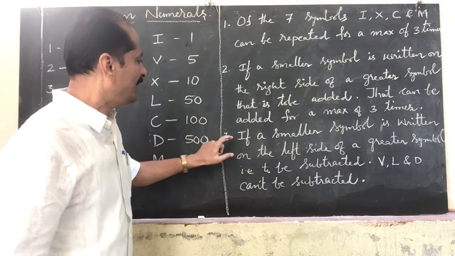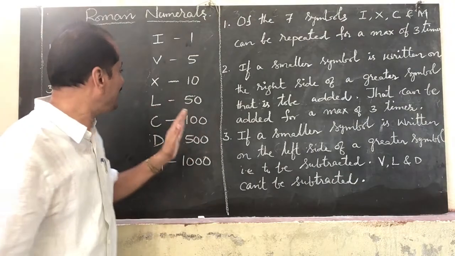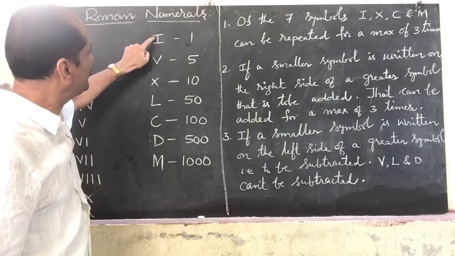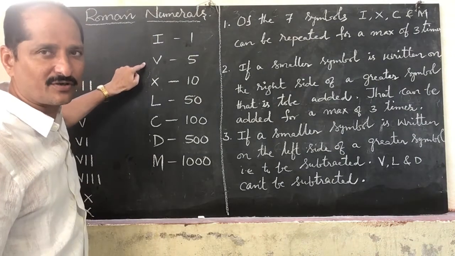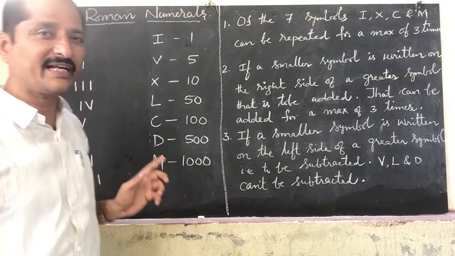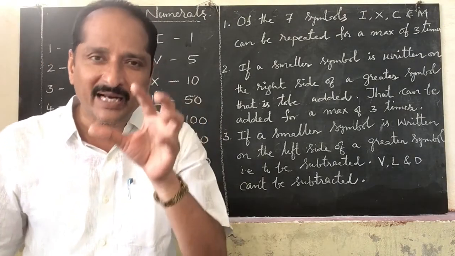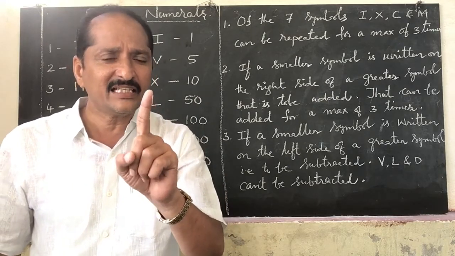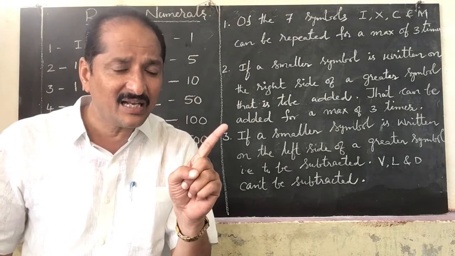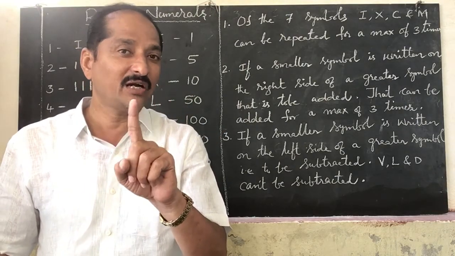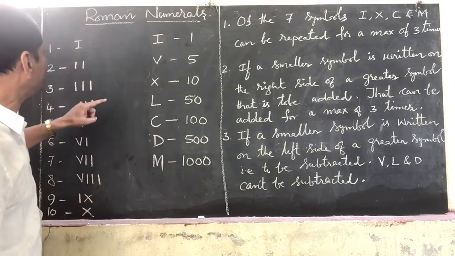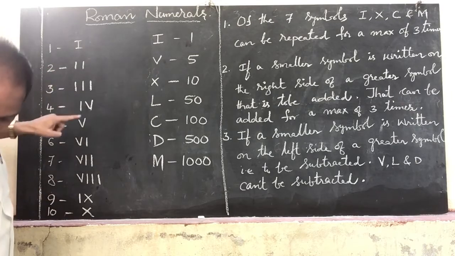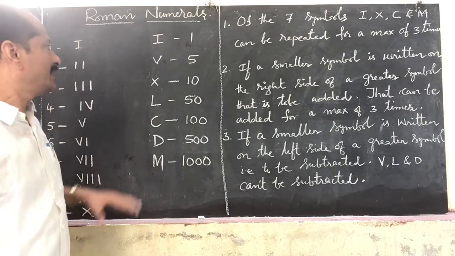And the other one is, if a smaller symbol is written on the left side of a greater symbol, then if you are writing I on the left side of V, it becomes 4. So if you are writing on the left side of a greater symbol, that is to be subtracted. Subtraction can be done only once. That means if you are writing a smaller symbol to the left side of a greater symbol, only one time we have to write. It should not be written 2 times. Why? Because writing it 2 times is of no use. So this is how the number is written.